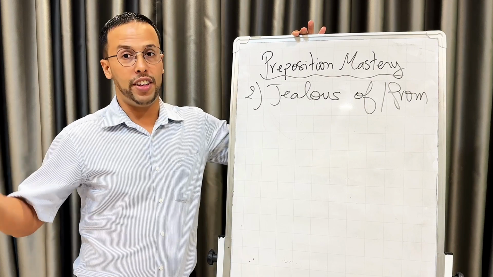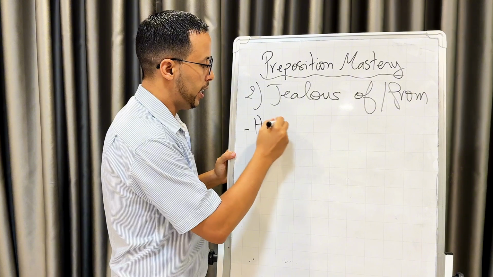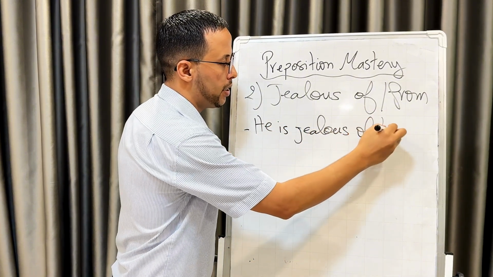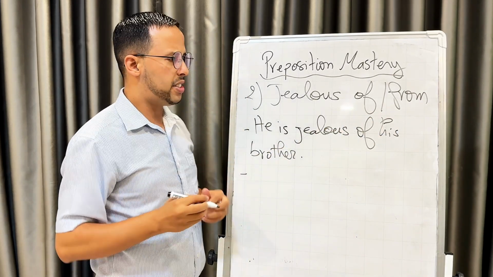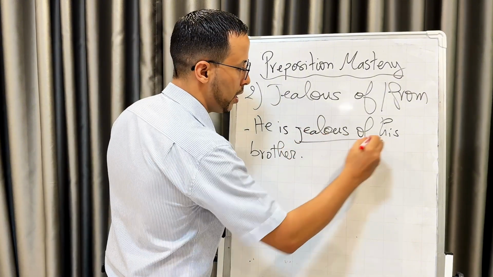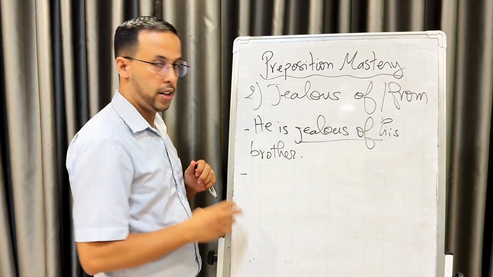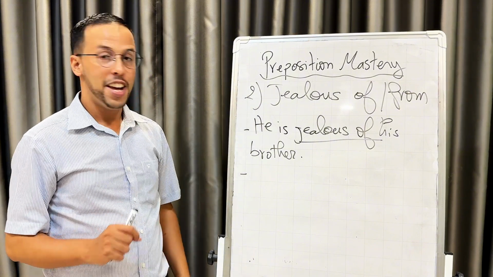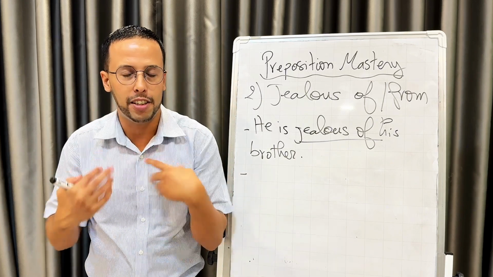He is jealous of his brother. Look, here I use jealous of. Jealous of his brother. If you say jealous from his brother, it sounds like his brother is the one giving him the jealousy.